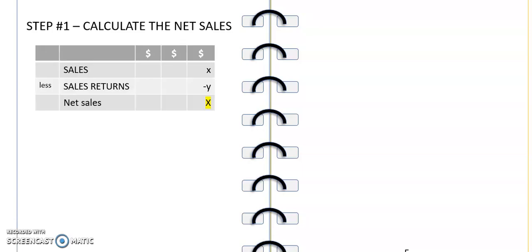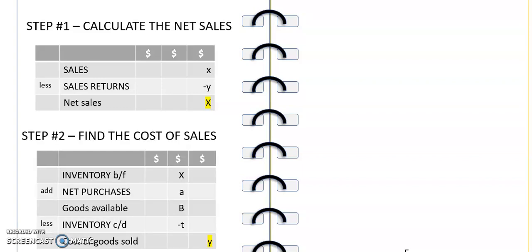So we're going to try to do the income statement in steps. Step number 1 is to calculate the net sales. And net sales, if you recall, will be sales less sales returns, or returns inwards. And then once you have that, you move to step 2. Step 2 is to calculate the cost of goods sold, or what we call the cost of sales.